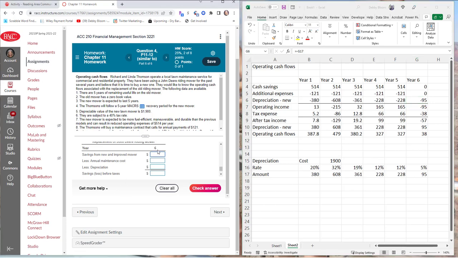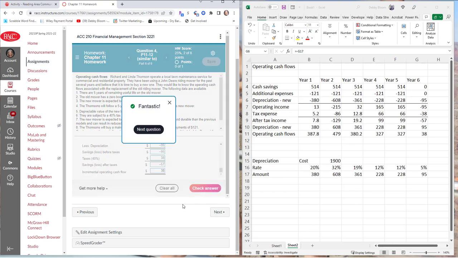So for year 6, it's 0 savings because we're not going to use it anymore, 0 maintenance cost, $95 of depreciation means that we get a $95 tax deduction. So we have a negative $95. Our taxes then would be a positive $38. So we would lose $57. Adding back the 95 means that we would save $38, which is the taxes, by having that 6th year of depreciation.